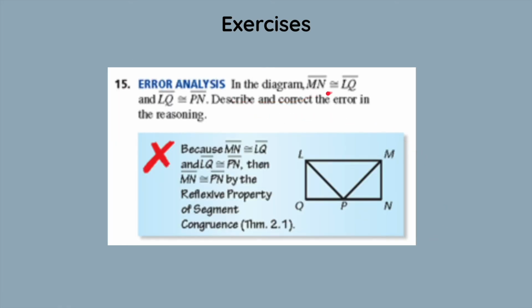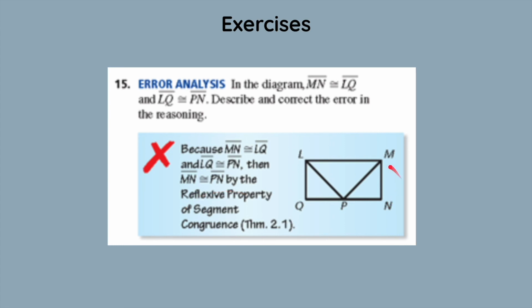So in the diagram, segment MN is congruent to segment LQ, and segment LQ is congruent to segment PN. Describe and correct the error in the reasoning. Please pause the video and I will go over it shortly. So the reason this is wrong is that the transitive property of segment congruence, which is Theorem 2.1, should have been used instead of the reflexive property of segment congruence, which, although it is under the same theorem, is completely different from the transitive property.